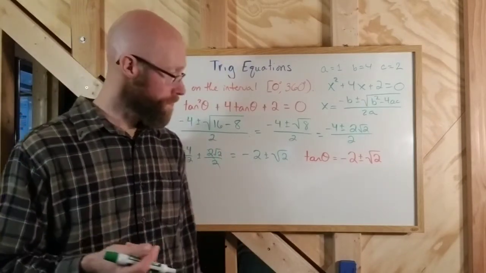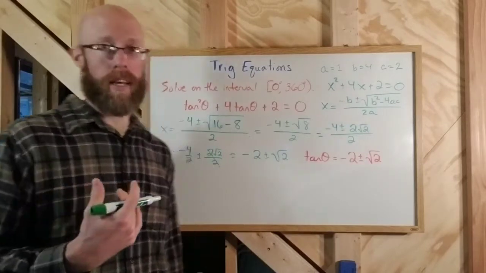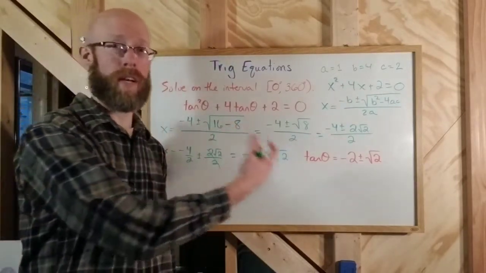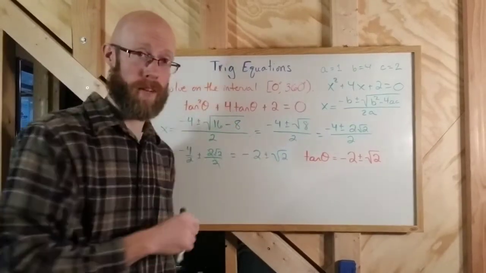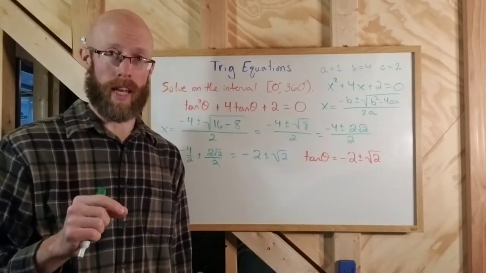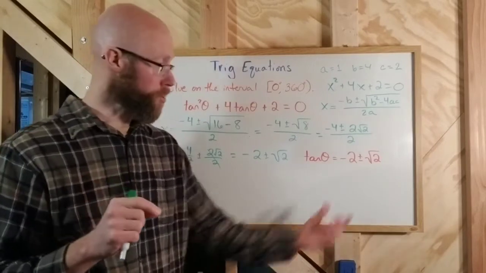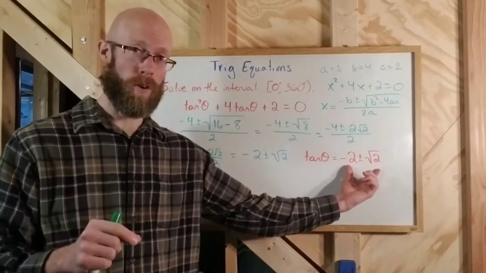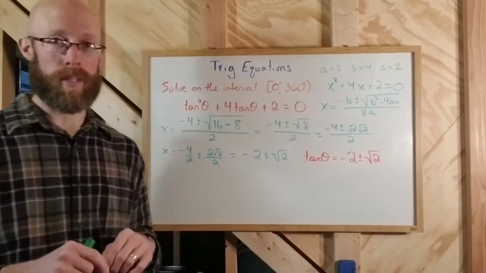A couple different approaches to this. One of them, the one I'm going to take, is to approximate this with a decimal, the negative 2 plus or minus root 2, only to determine which quadrants we're looking at. Then we're going to go back and use the exact form to evaluate the tangent.